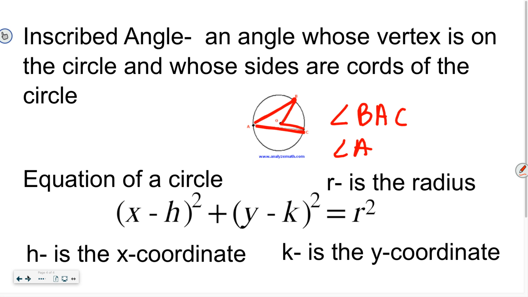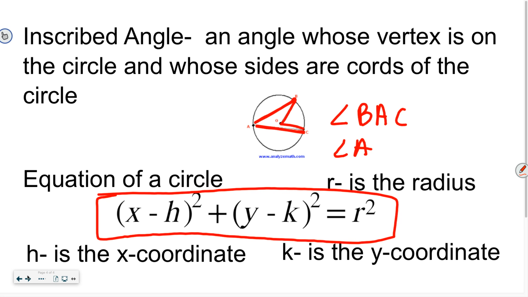And then the last thing we have is an equation of a circle. And an equation of the circle is written here. And this looks super complicated, but when we get to it, you'll see how it's super easy. But the equation of the circle is (x − h)² + (y − k)² = r². R stands for the radius of the circle, and we know radius is half the diameter. It's from the center to the end. And then h is the x coordinate and k is the y coordinate of the center of the circle.